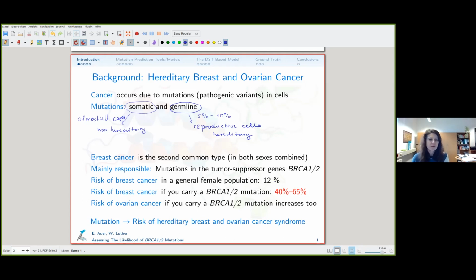This gave the idea that a mutation in those genes leads to a heightened risk of hereditary breast and ovarian cancer syndrome.